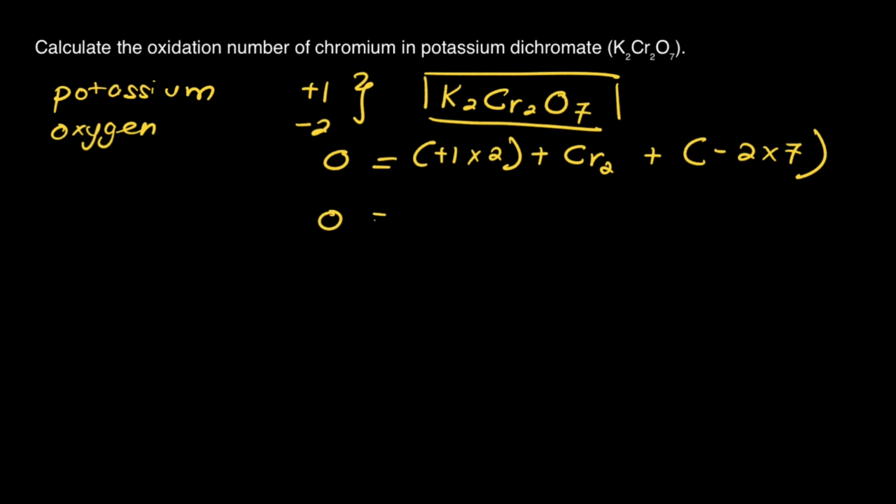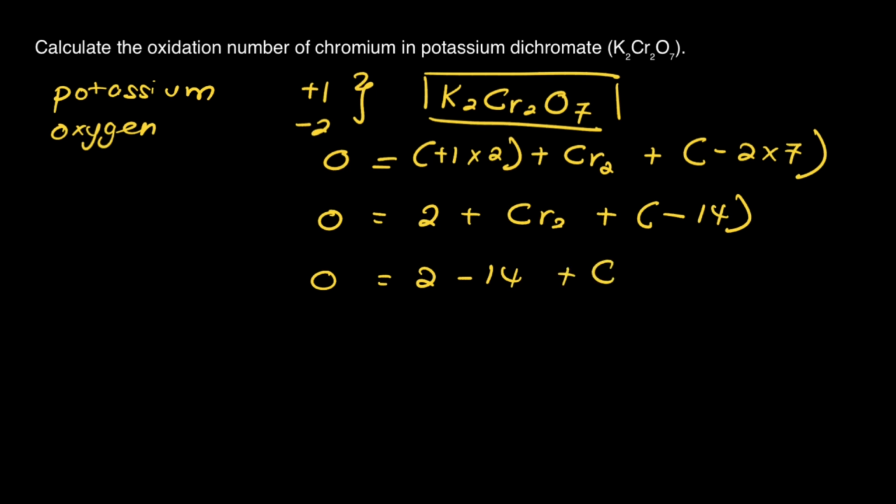So what we need to do is calculate this one. So positive 1 times 2 is equivalent to 2, plus chromium, plus negative 2 times 7 is negative 14. So you will get 2 minus 14 plus Cr2 is equivalent to 0. Therefore, we can say that negative 12 plus chromium is equivalent to 0. So we can say that chromium is equivalent to 12.